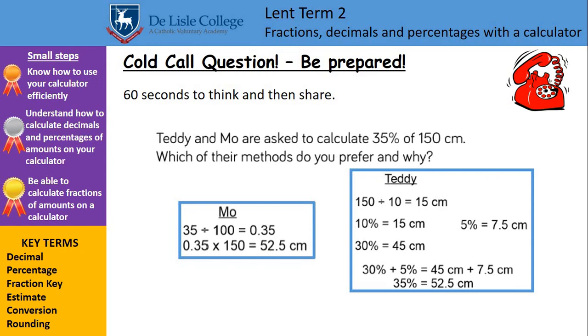Which do we prefer? Well, probably we would prefer to use Mo's technique because it's quicker and easier, but you would need to be comfortable multiplying 0.35 by 150, which if we have a calculator is really straightforward. If you don't have a calculator, then maybe actually Teddy's technique would be more effective because it allows us to build it up in easier to use blocks.